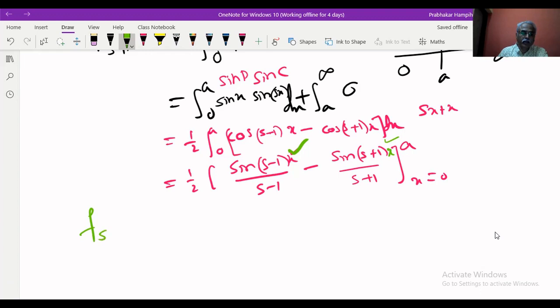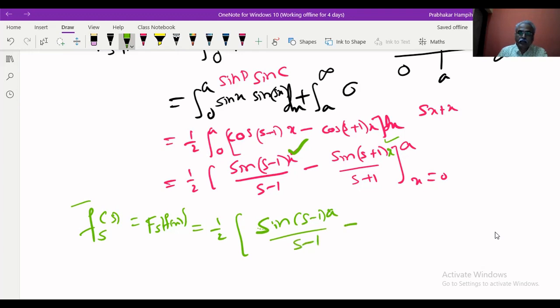So the Fourier sine transform of the given function therefore looks like this: half of, upper limit a substituted, sine of s minus 1 into a upon s minus 1, minus sine of s plus 1 into a upon s plus 1, minus 0. I am neglecting this part. That is the answer to what we are finding.